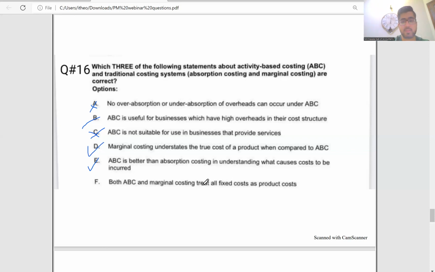Both ABC and marginal costing treat fixed costs as product costs. Wrong. This is a thing from the F2 management accounting paper. Marginal costing treats fixed costs as period cost, and ABC and absorption costing treat them as product cost. This statement where both ABC and marginal treat fixed costs as product cost is wrong. Marginal costing treats fixed costs as period cost. Okay, B, D, E are correct.